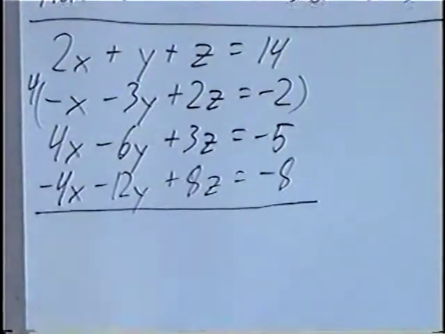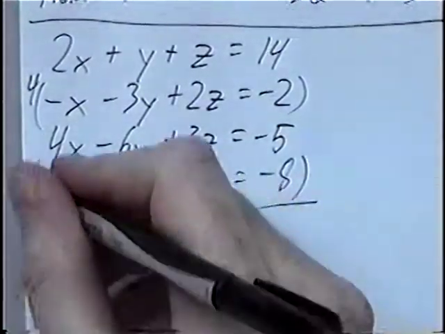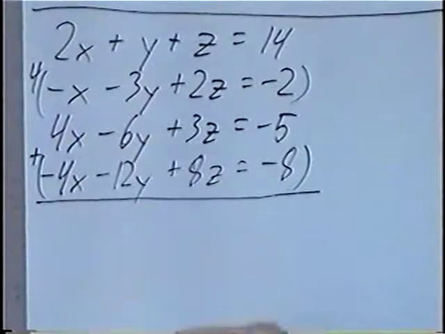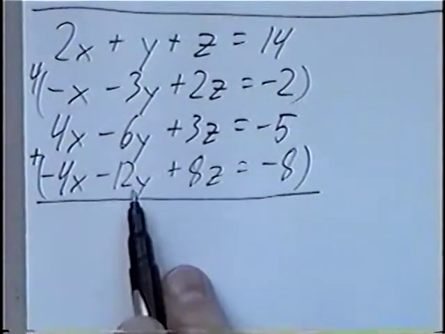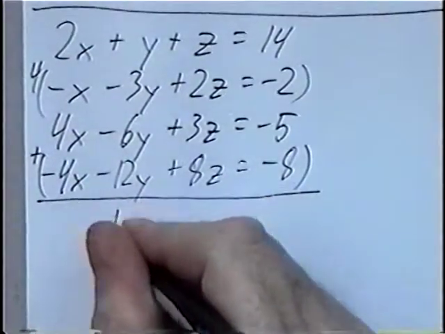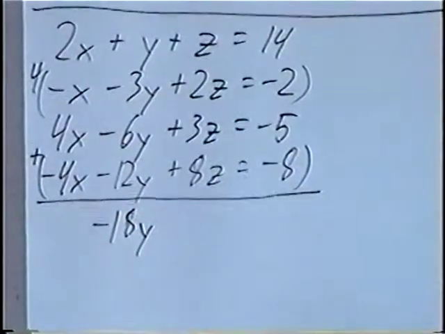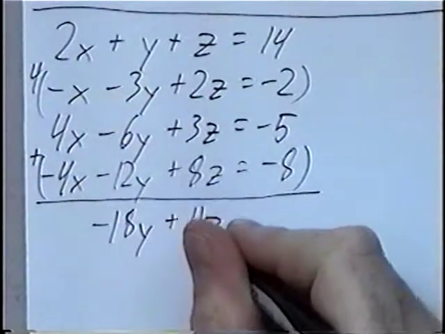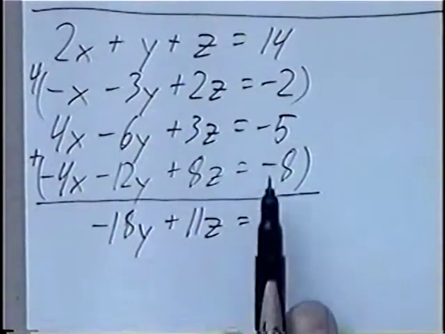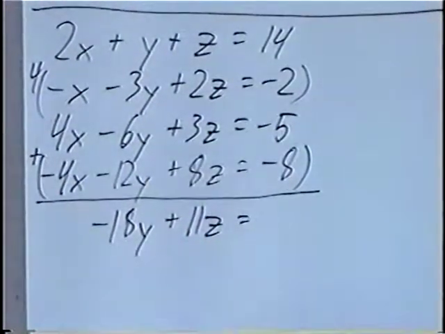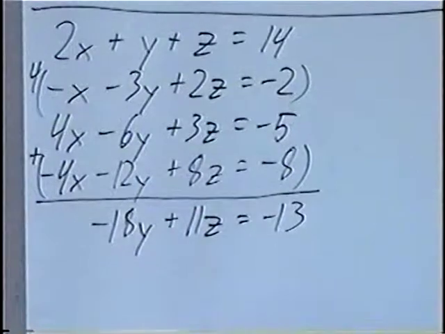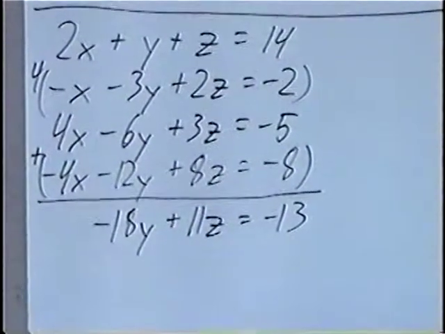Combining this equation with the third equation, we can add those together to cancel out the x's. Negative 6 plus negative 12y would be negative 18y. 3z plus 8z would be 11z. And negative 5 plus a negative 8 would be negative 13. Now we have one equation that has only two variables, y and z.